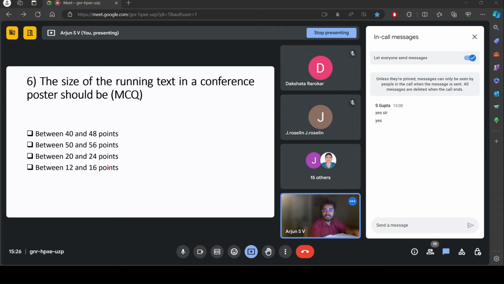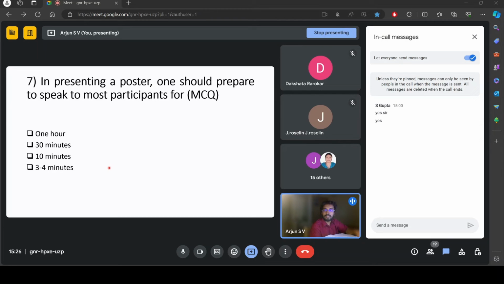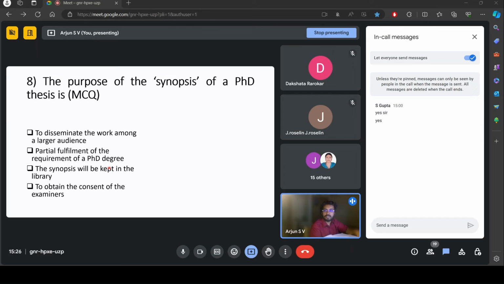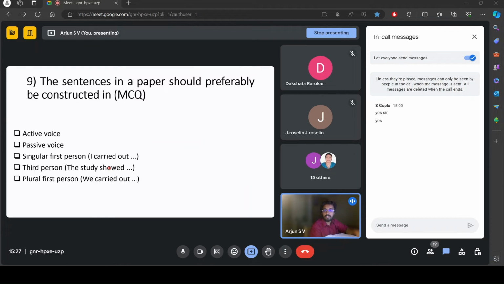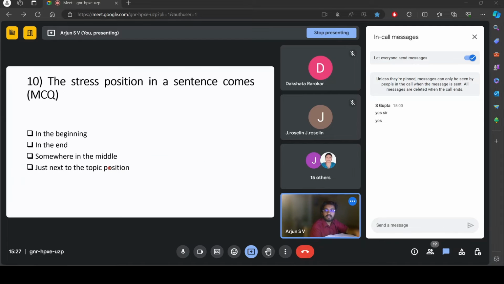Question number six, the size of the running text in a conference poster should be option C, between 20 and 24 points. Question number seven, in presenting a poster, one should prepare to speak to most participants for option D, 3 to 4 minutes. Question number eight, the purpose of the synopsis of a PhD thesis is option D, to obtain the consent of the examiners. Question number nine, the sentences in a paper should preferably be constructed in option A, active voice, option D, third person, option E, plural first person. Question number 10, the stress position in a sentence comes in the end, option B.